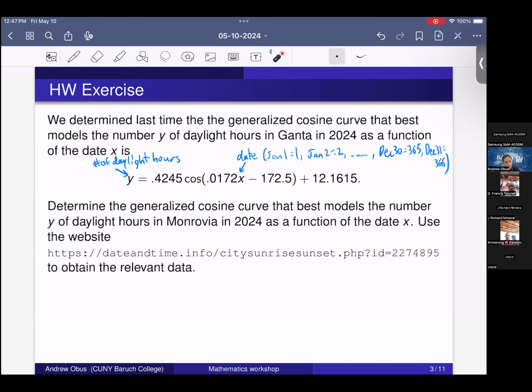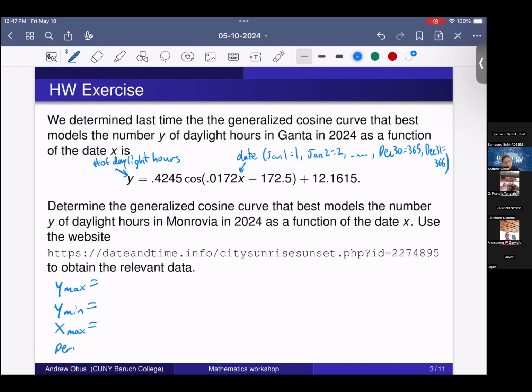Okay, so we're going to do the same thing for Monrovia. The things that we're looking for here are Y max, the maximum number of daylight hours, Y min, the minimum number of daylight hours, and X max, the X value where Y takes on its maximum value.